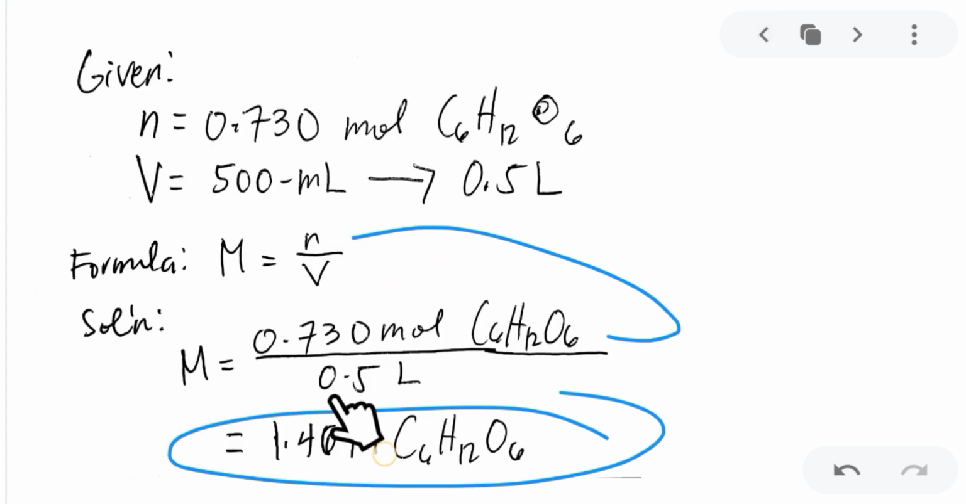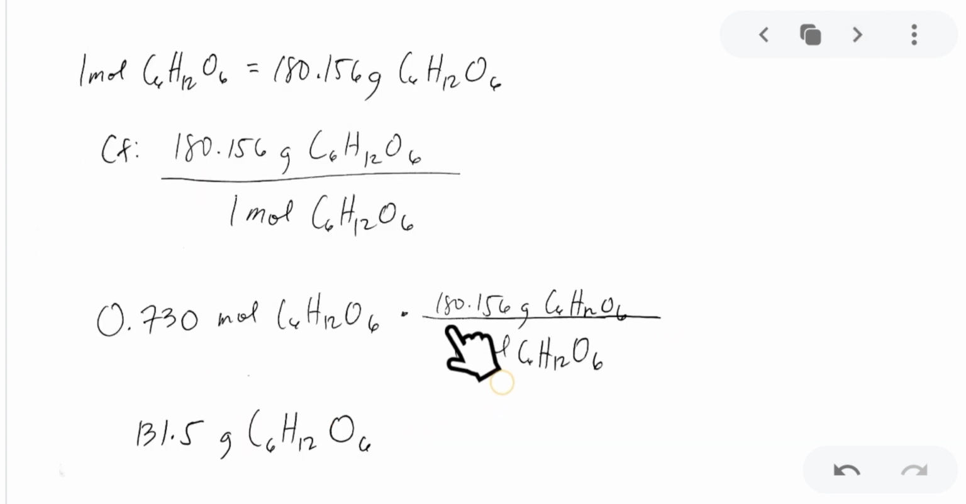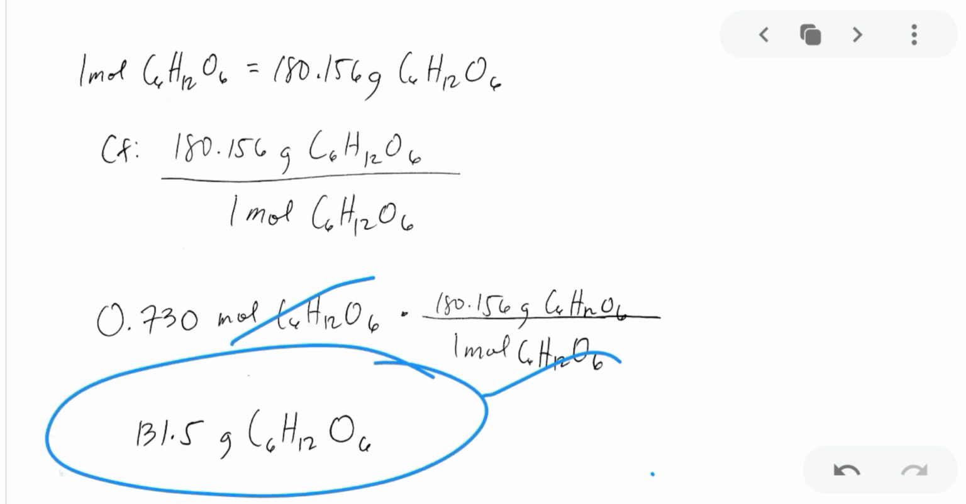So, you will have here now 0.730 moles multiplied by this relationship, 180.156 grams of glucose over 1 mole of glucose. Cancel. You will have 0.730 multiplied by 180.156. So, you will have 131.5 grams of glucose.